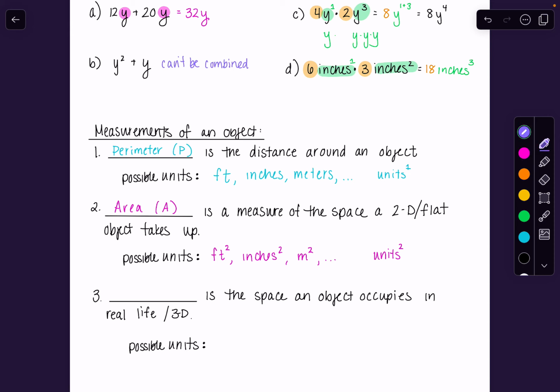And then our third and final measurement that rounds out these three is the amount of space an object occupies in real life or 3D. So this is called the volume.